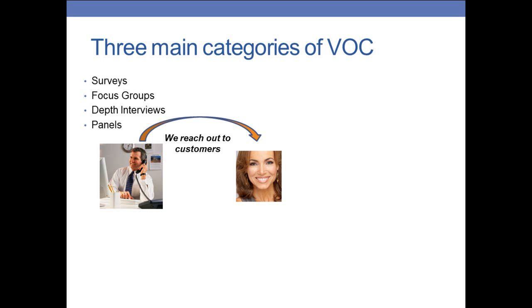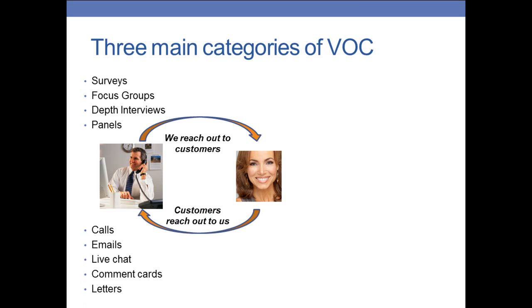VOC comes in many forms, but it generally falls into three main categories. First, there are the cases in which we reach out to customers through surveys, focus groups, depth interviews, customer panels, and other traditional market research methods. Second, there are the cases in which customers reach out to us. They do this by calling, emailing, filling in comment cards, or sending letters.